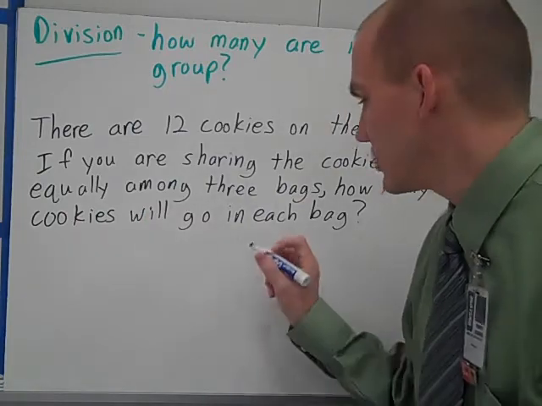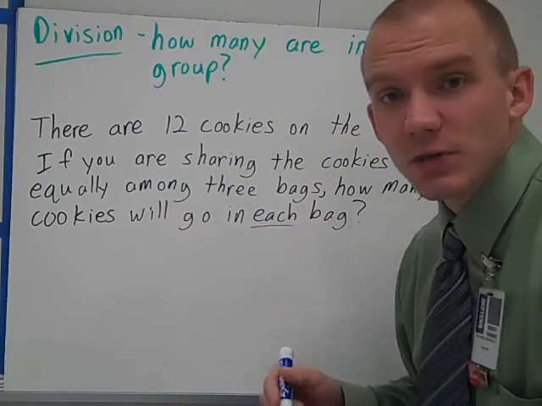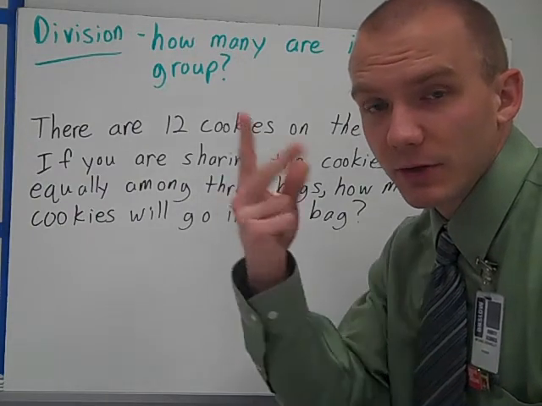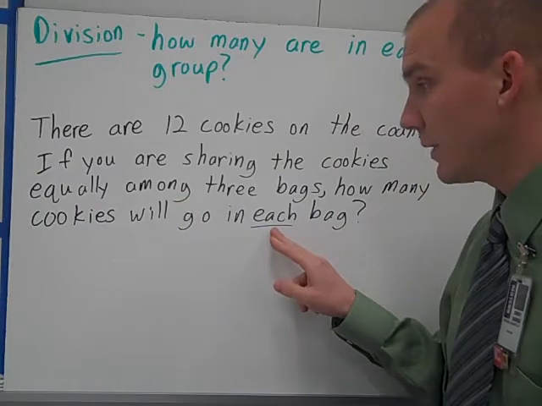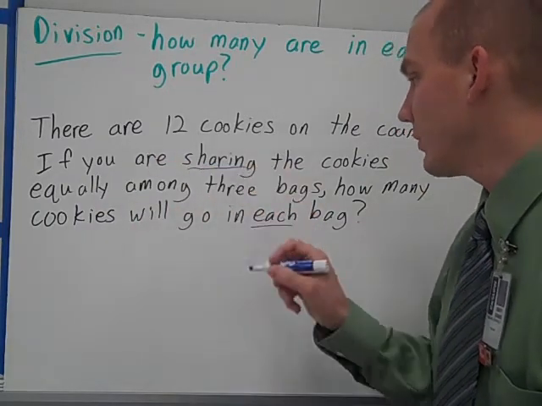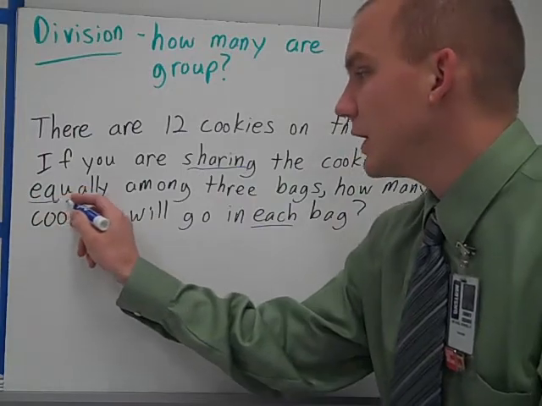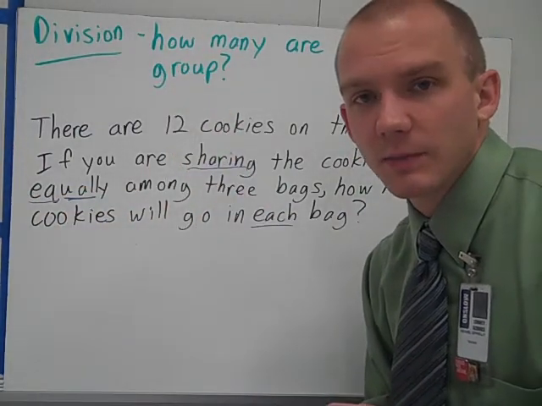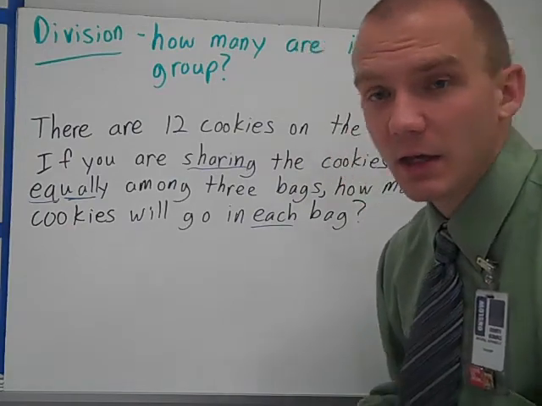Let's look at a couple keywords. You have "each." When you see "each" in a word problem, it means one of two things: you're going to multiply or divide. So we know that. It says if you are sharing, so I'm sharing the cookies equally. Equal sharing is division. When I am equally sharing something, that means I'm going to divide.